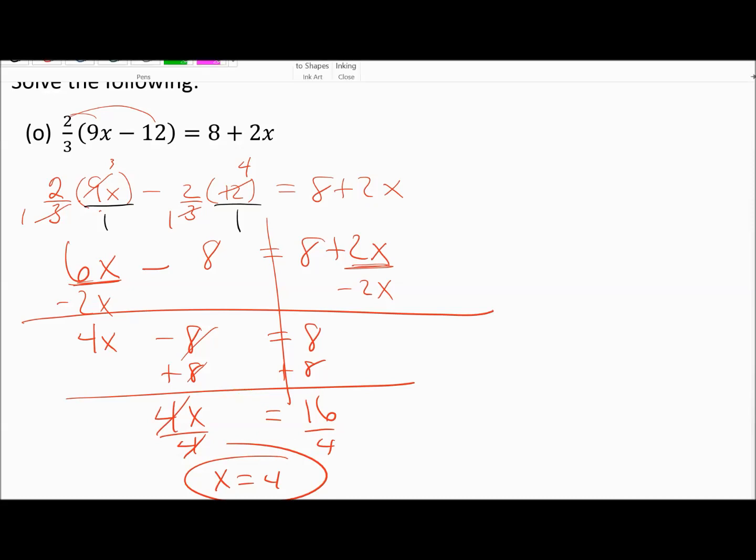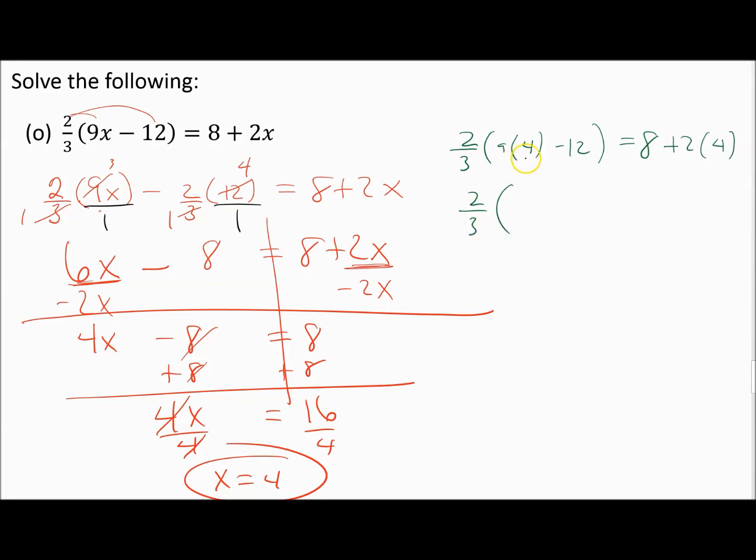I have some room over the right to check it. So I have 2/3 times 9 times 4 minus 12, all in parentheses, and it is equal to 8 plus 2 times 4. So that gives me 2/3. Now 9 times 4 is 36. 36 minus 12 is 24, equals 8 plus 8. Now we don't know if this is equal or not, but we'll find out.